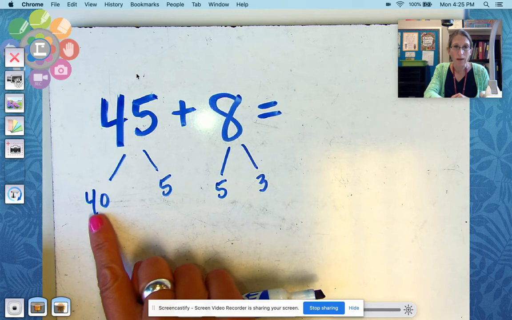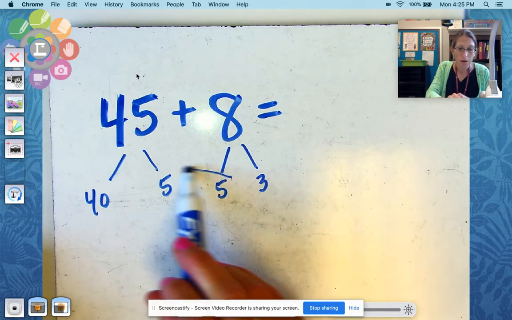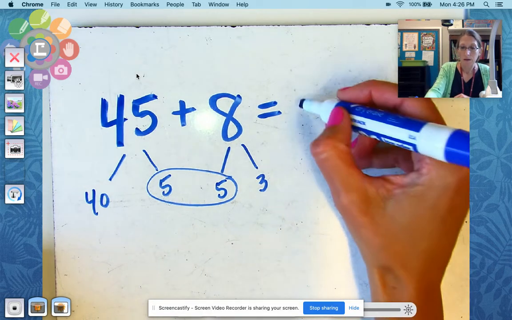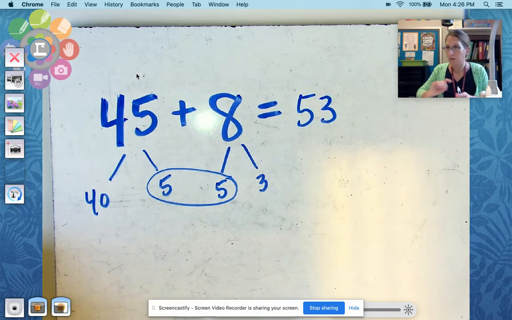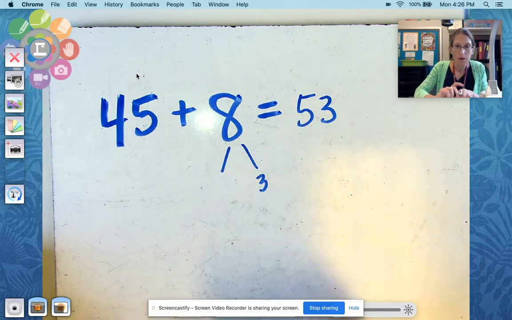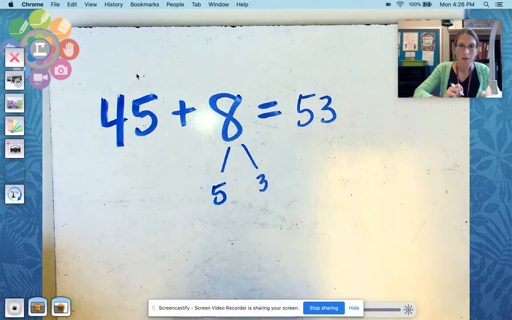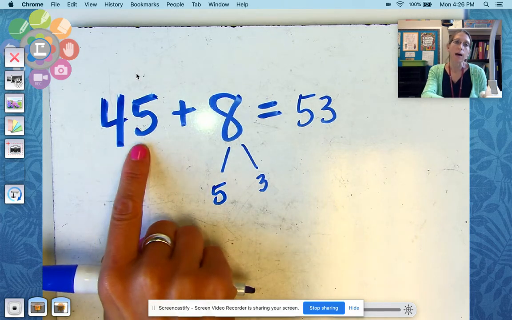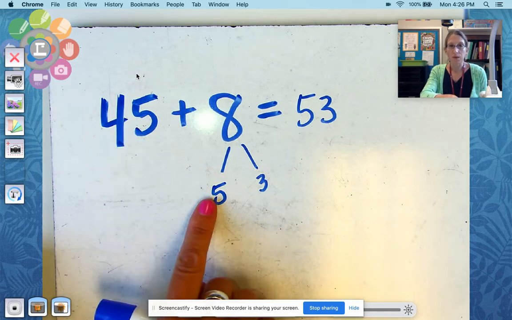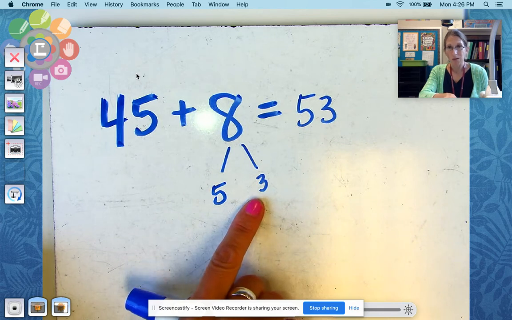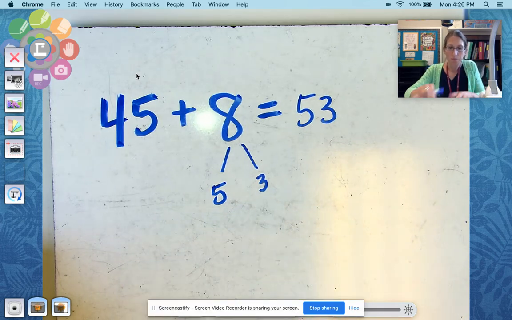And that way we know, well, I know 40 plus 10 gets me up to 50, plus 3, 53. So that is one way we can think about that. Now, if you don't want to break apart both numbers into a number bond like that, you could also just break apart this number. Because then you could see, well, I know 45. I know what that is. It's made up of a 40 and a 5. And then 45 plus 5, oh, that gets me up to 50. And then 3 more. So it depends on what makes sense for you.